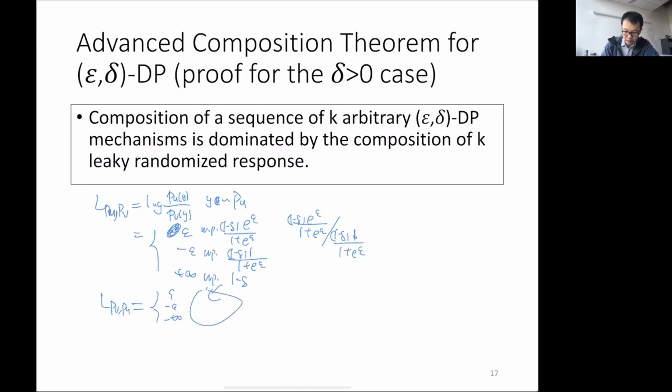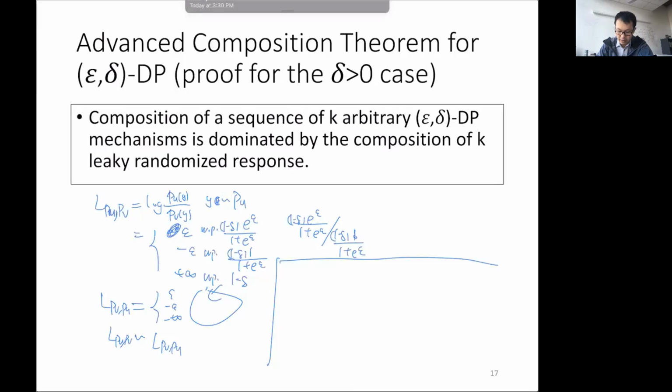Yeah, in other words, L(P_U, P_V) is identically distributed to L(P_V, P_U). So with that said, it remains for us to derive a tail bound for this particular sequence of privacy loss random variables, and the sum over i from 1 to k of L(P_V, P_U, P_V).